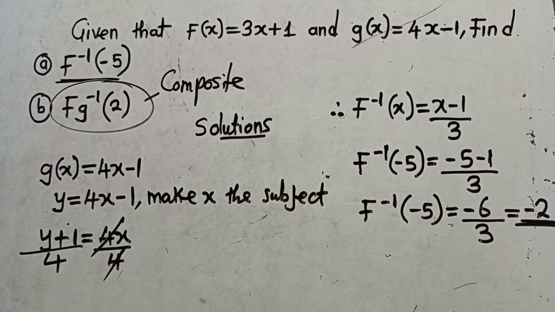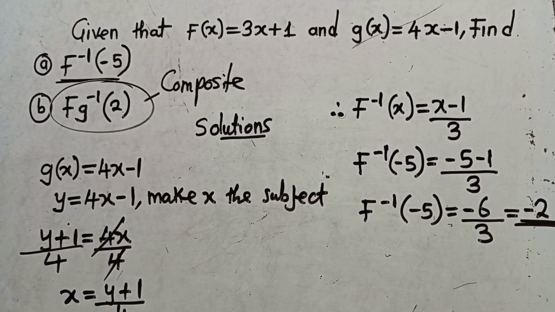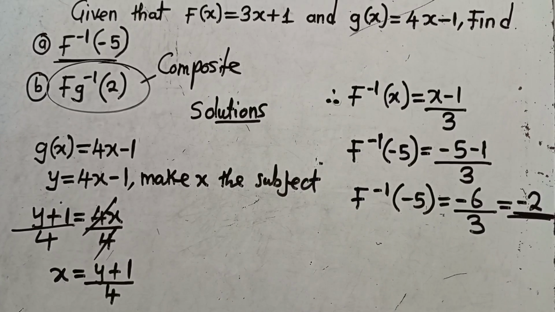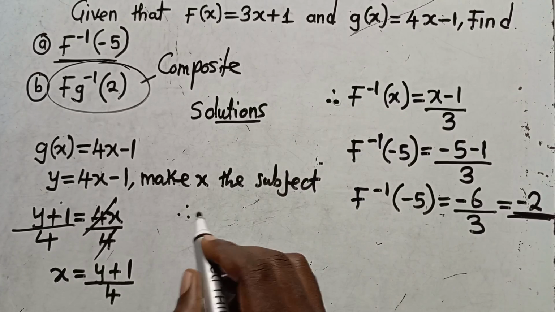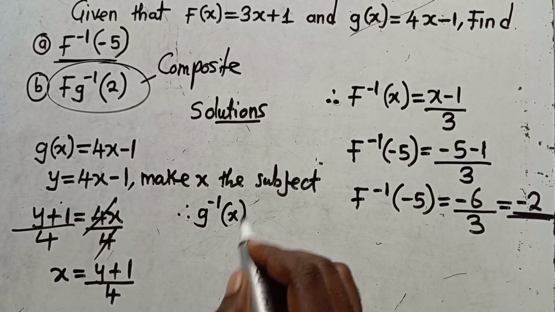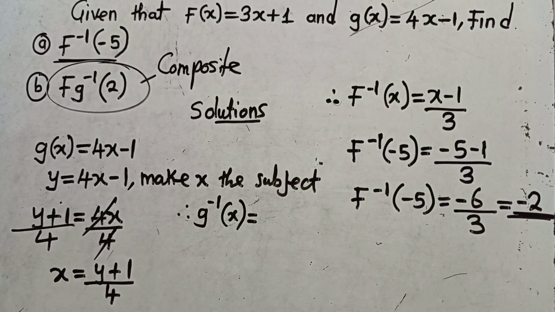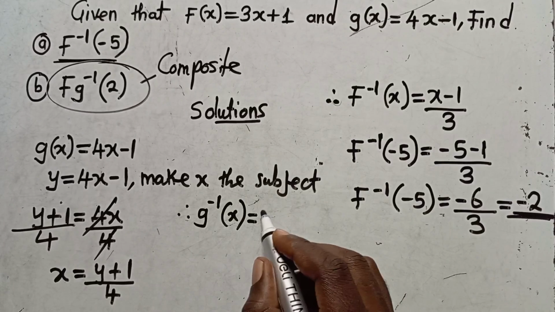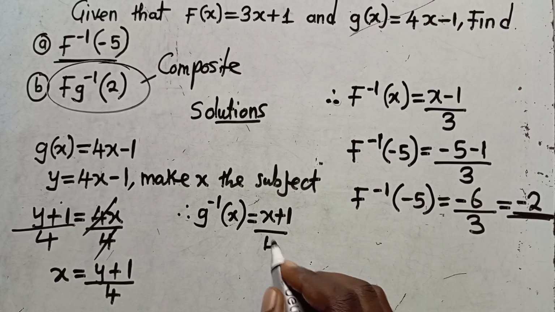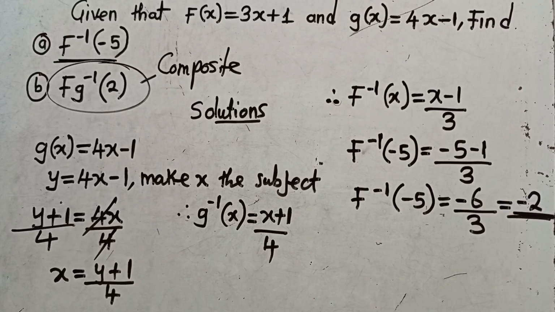This and that get to cancel. I'm going to have x is equal to (y plus 1) over 4. This is the answer that I'm going to find, where I'm going to say, therefore, g inverse of x is now equal to, where there is y, I put x: (x plus 1) over 4. So this is the inverse part.